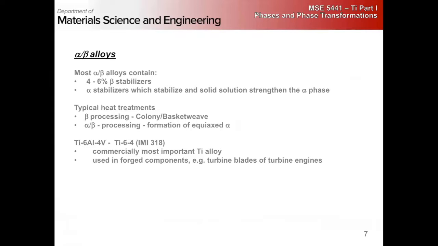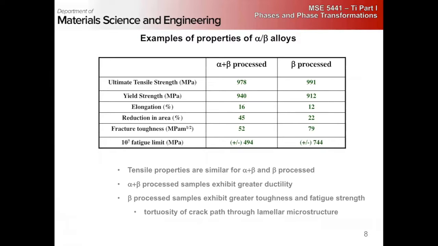And I'll show examples of that here. But if you look at the properties, we can see that you've got more ductility when we have these equiaxed alpha grains, but we have a lower fracture toughness and a reduced fatigue life.